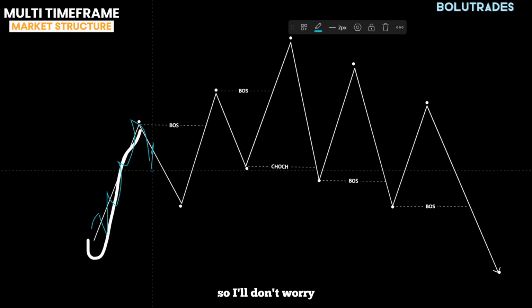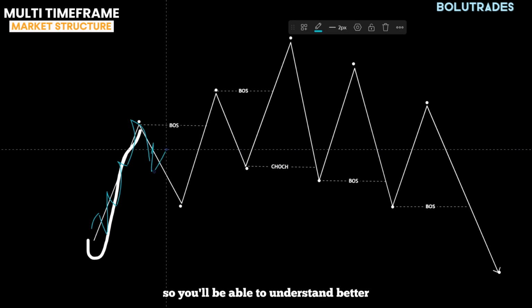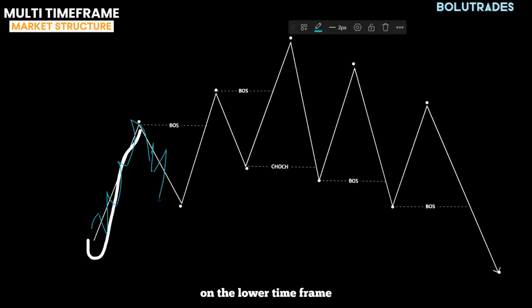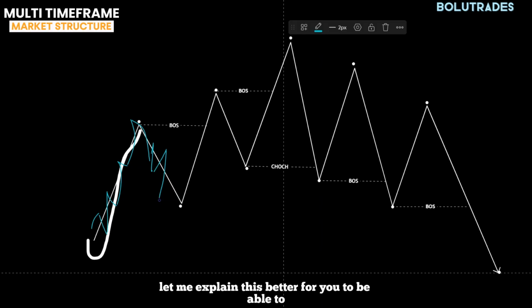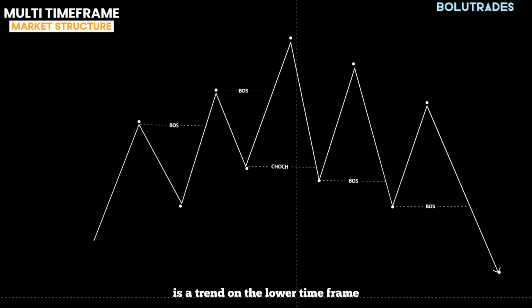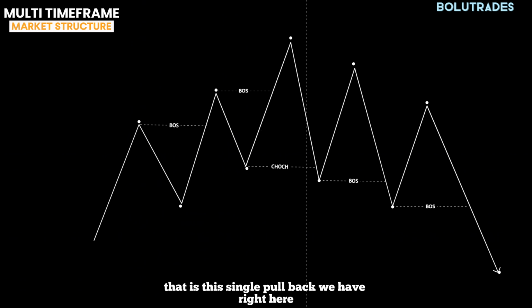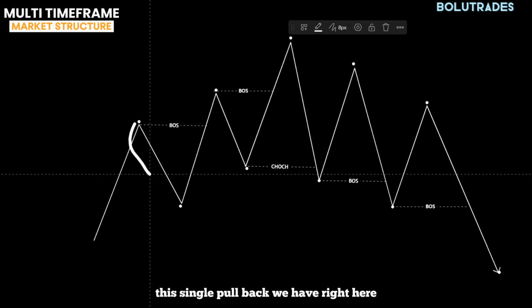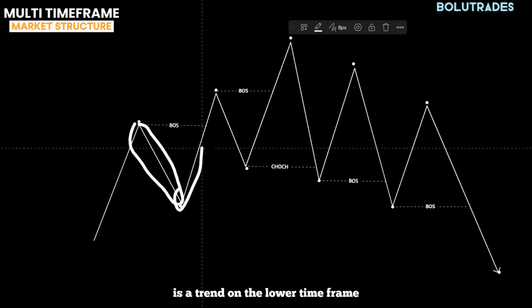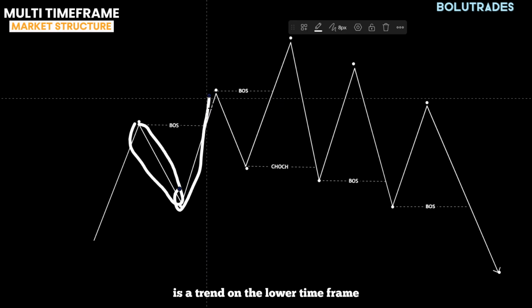Don't worry, I'll be explaining this better so you'll be able to understand. Let me explain this better for you. What I mean by a single push on the higher time frame is a trend on the lower time frame. That is, this single pullback we have right here is a trend on the lower time frame. This continuation we have right here is a trend on the lower time frame.